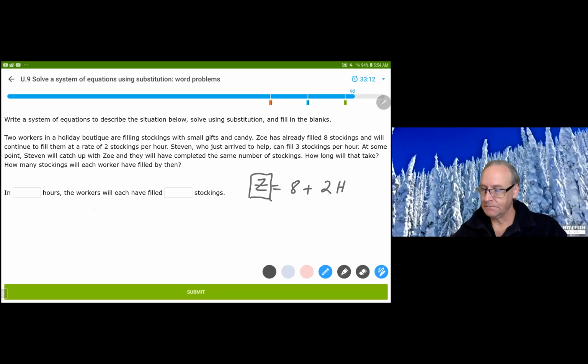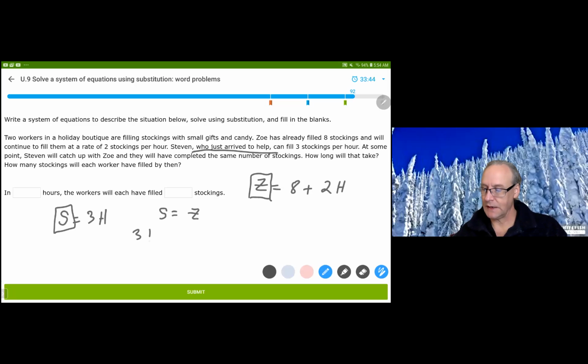And Stephen can fill 3 stockings per hour, but it looks like he doesn't have any to start with, since he just arrived. So he has none, but he can fill 3 per hour. A little faster worker. So when will the number of stockings be equal? Notice that this is Stephen, not stockings. So when will Stephen equal Zoe's stockings?